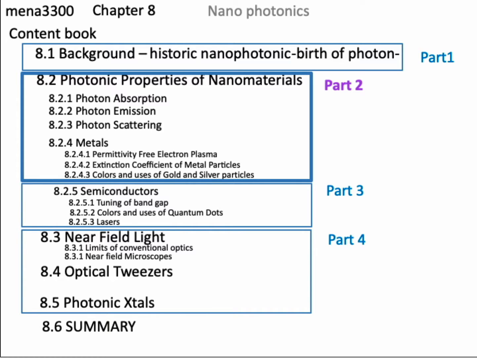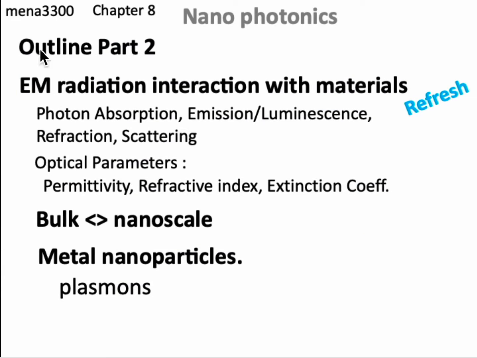I gave an intro to the field in part 1. This is part 2, where I will deal in general with electromagnetic interaction with materials and include nanoscale metals, while part 3 will be on nanoscale semiconductors, and then part 4 on near-field light, optical tweezers and optical crystals. So this is the outline of part 2.